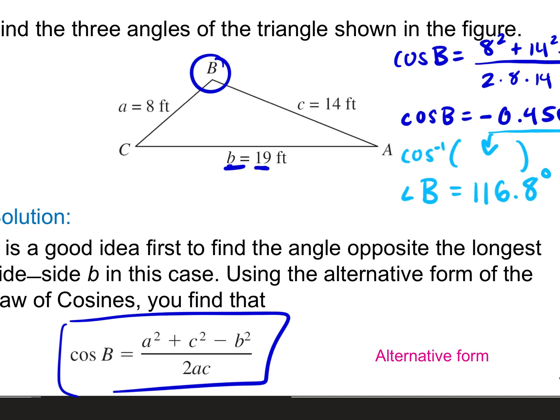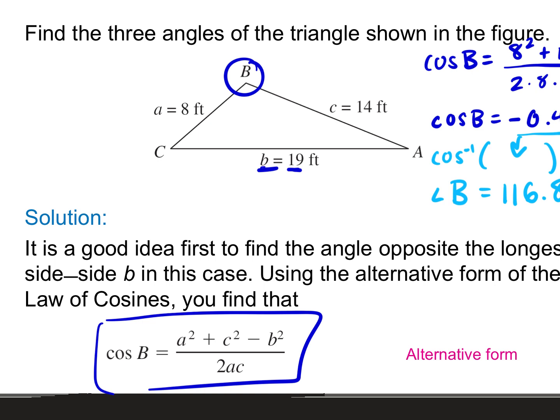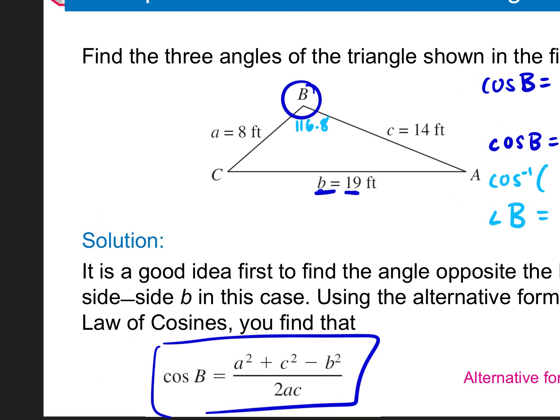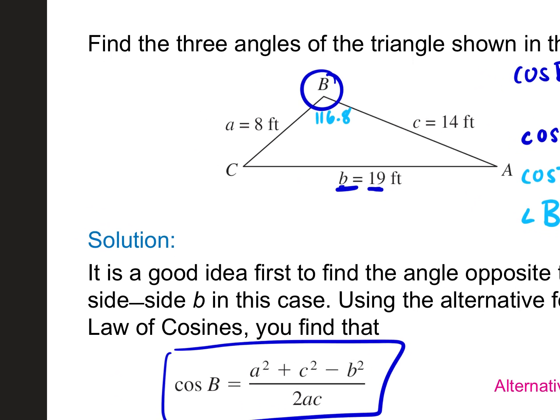I can do law of sines now. Now that I have a pair, I know that angle B is 116.8. I have side B, so I can do law of sines now. So you could do law of cosines again, but it just may be easier to use law of sines now that you have a pair, because now you're just setting up a proportion. So this would be 19 over sine of 116.8 is equal to, let's find C next. So 14 over angle C. So sine of C.